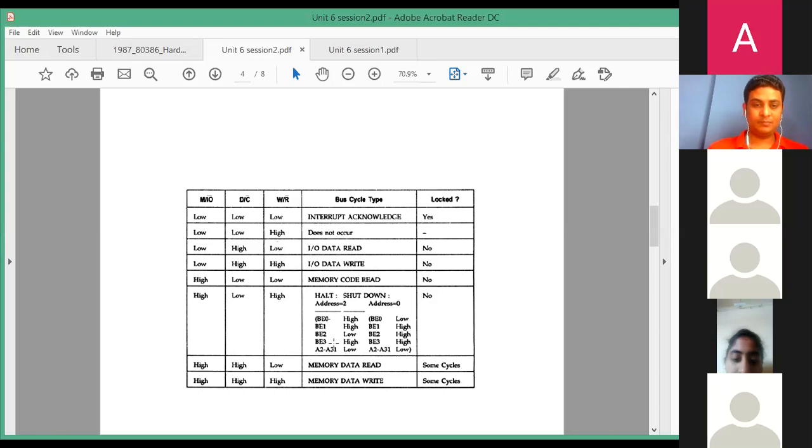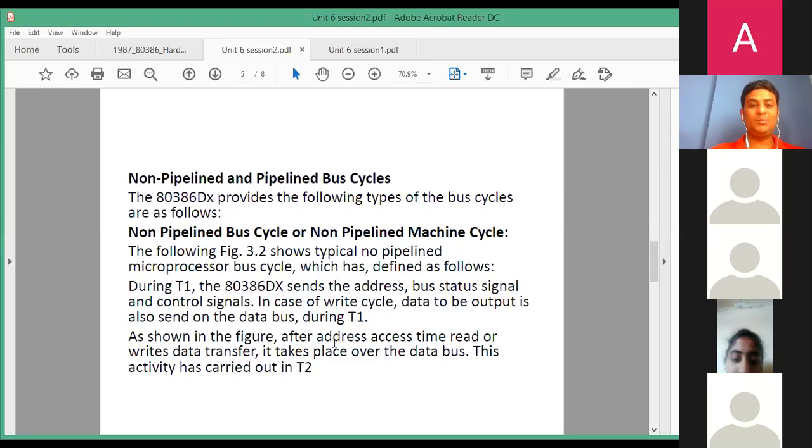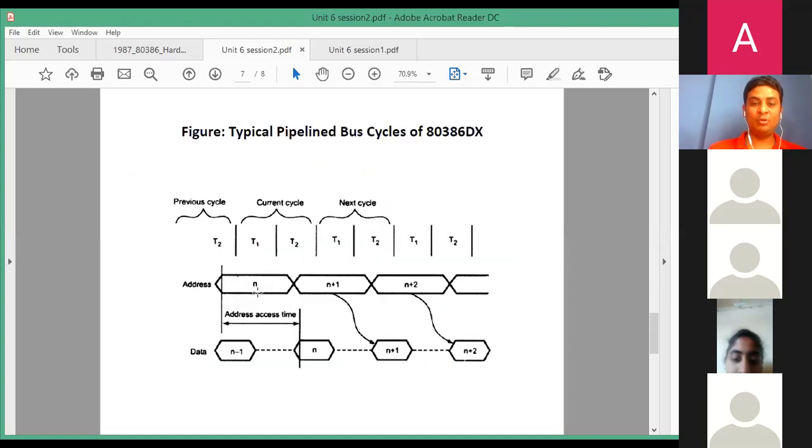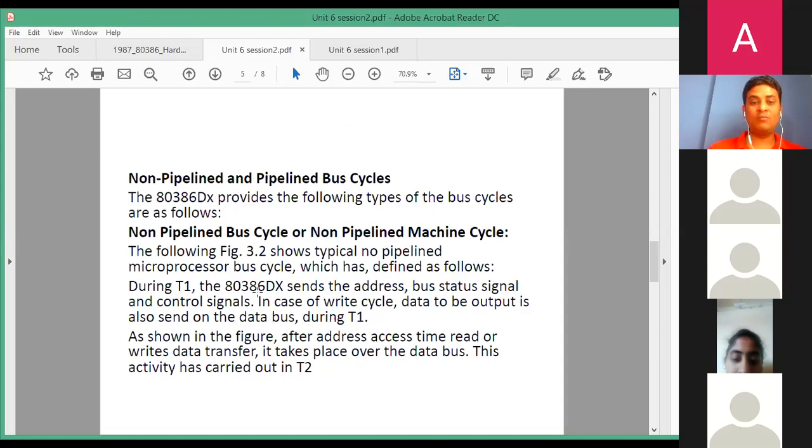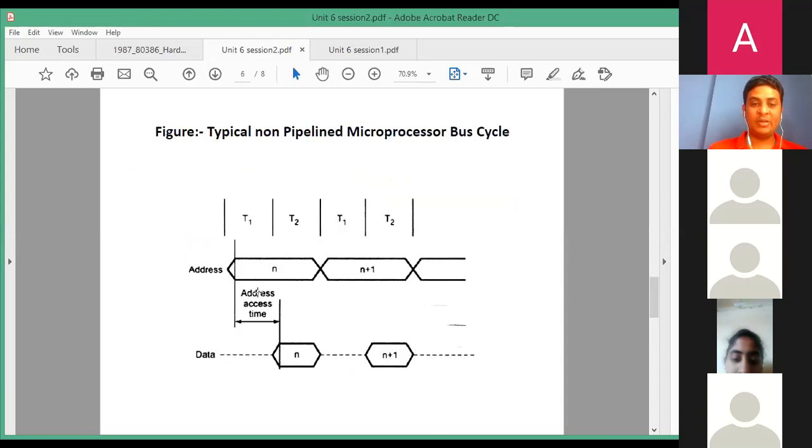Okay. So these bus cycles can be pipelined and non-pipelined. This is very crucial, and it has been asked many times in your previous question papers. So take it as a short question from my side. Prepare it well. These are the diagrams which you need to draw in the examination to score full marks. I'll explain them one by one.